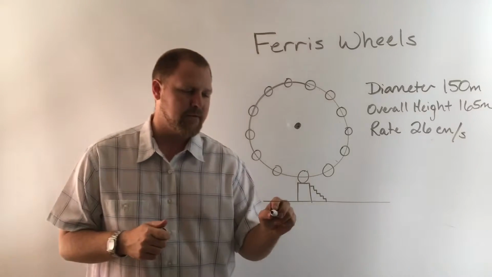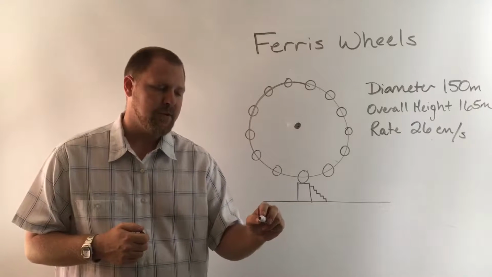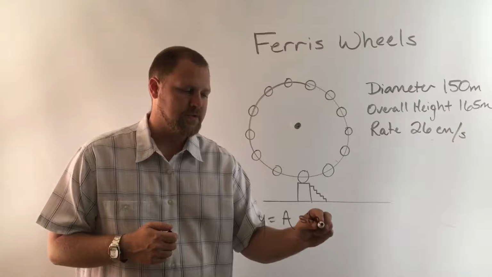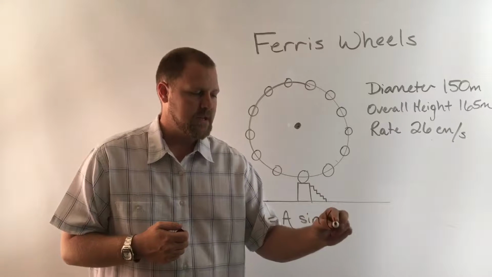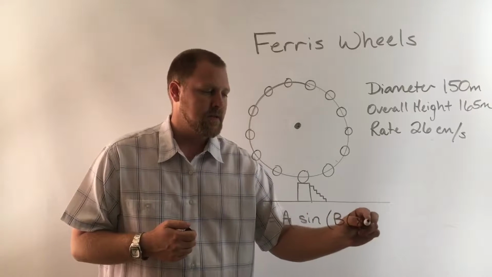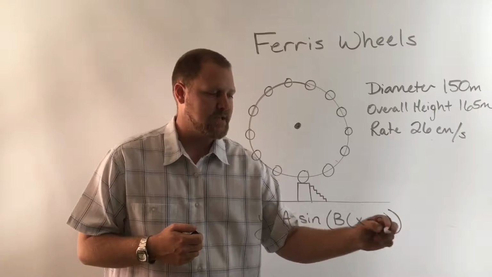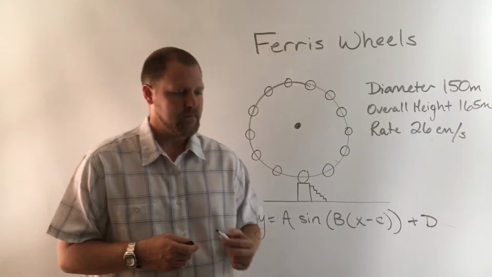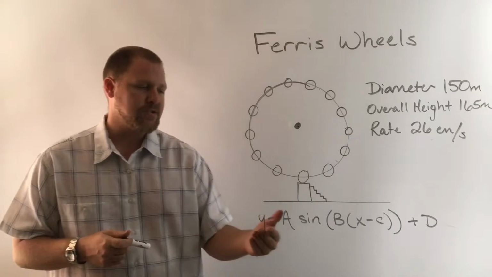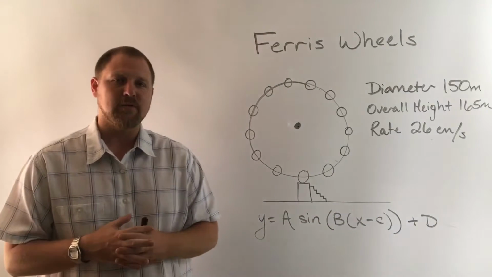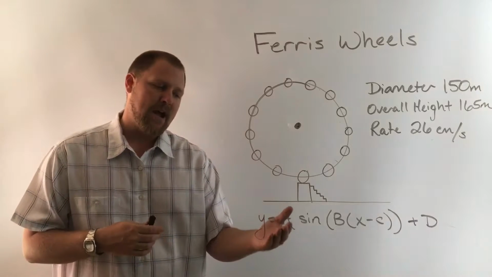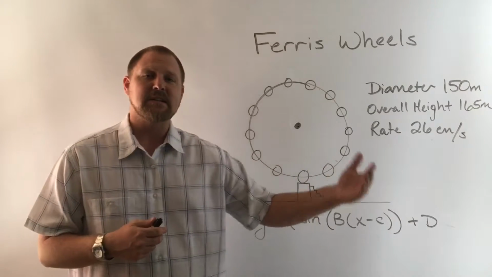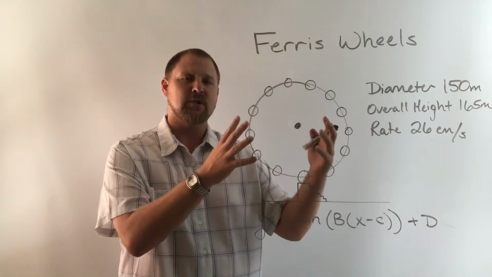A periodic function is y equals a times either sine or cosine of b times (x minus c), notice how the b is factored out, plus d. And what we have here is the general form of a sinusoidal function. Now, what I want to make sure you're able to do is identify what a, b, c, and d are in terms of this circular model.